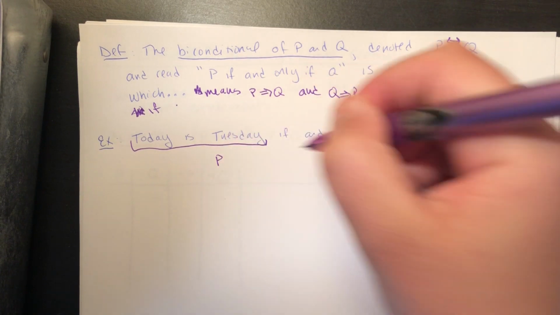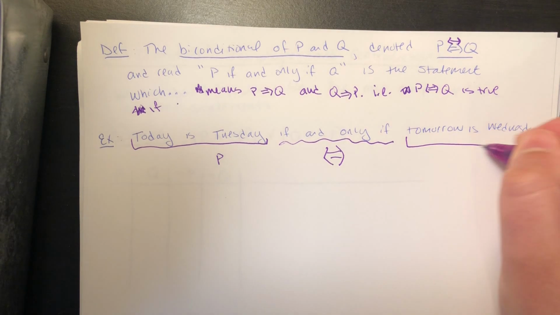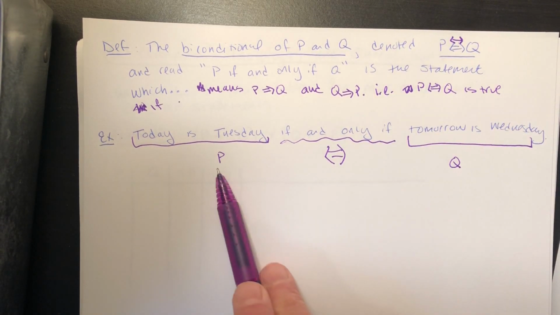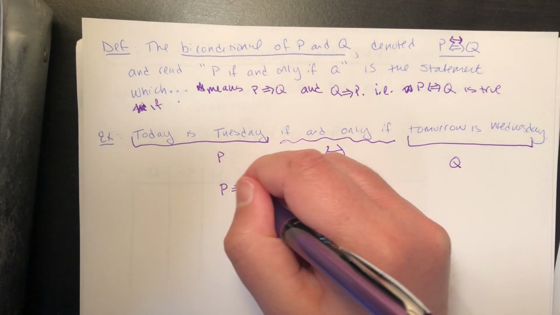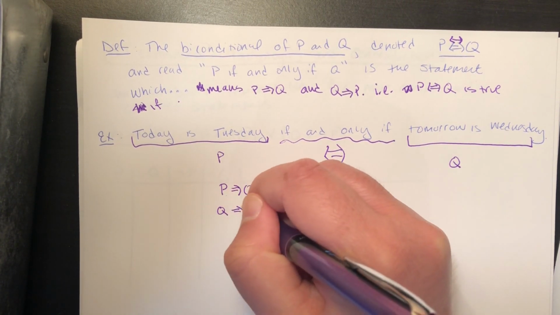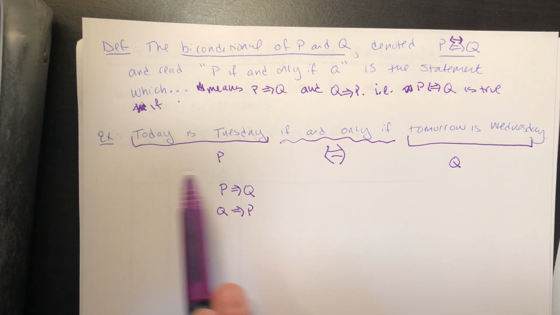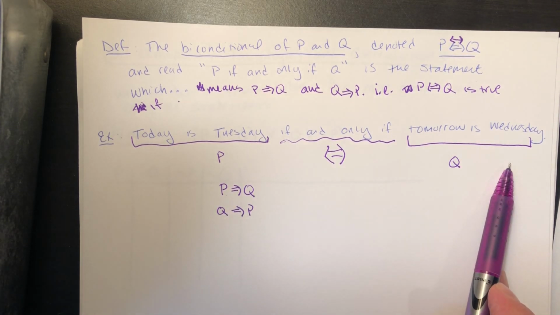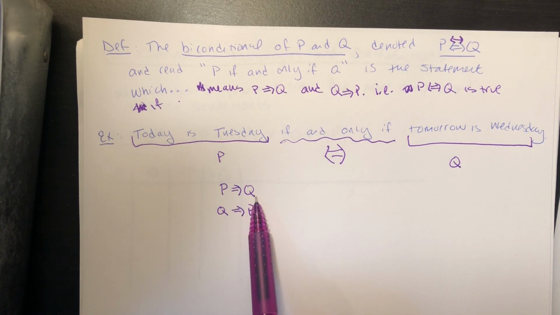All right, so let's, for example, look at the biconditional statement. Today is Tuesday, if and only if tomorrow is Wednesday. Right, so this is P if and only if Q. Is this a true biconditional statement? Well, we would need to check that P implies Q is true, and we would need to check that Q implies P is true. So P implies Q would be the statement, if today is Tuesday, then tomorrow is Wednesday. This is a true statement. If today were Tuesday, it's not. For me, it's Saturday. If it were Tuesday, though, it would be true that tomorrow is Wednesday. So that first conditional statement is true.